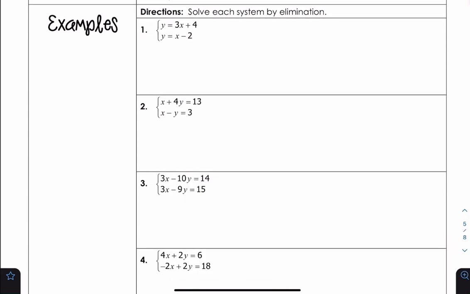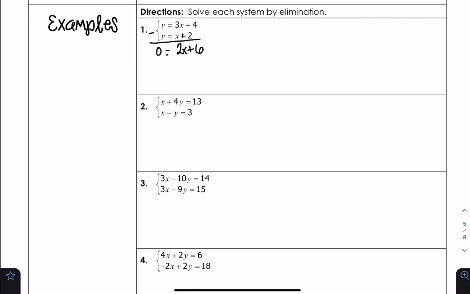Question 1. So we have the system of equations y equals 3x plus 4 and y equals x minus 2. Because our y variables have the same coefficient of 1, we can simply subtract these two equations from one another in order to solve for x. So our y's will cancel out, and then we will be left with 2x plus 6, because a negative minus a negative makes it a positive.